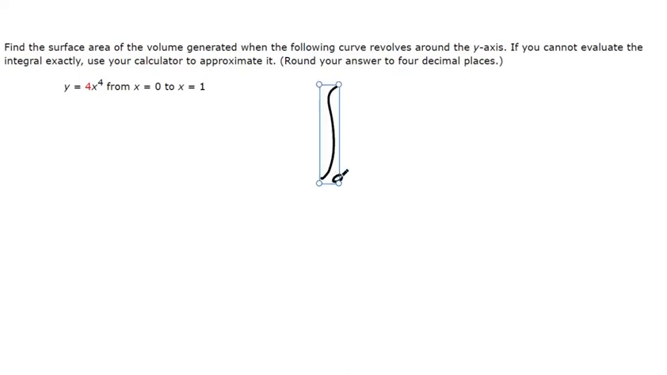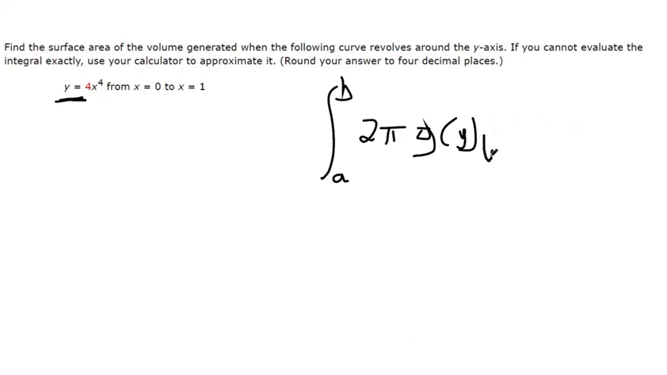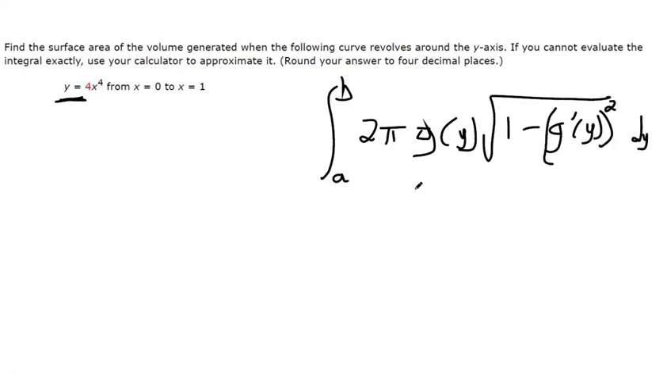So if we're revolving around the y-axis, the surface area formula, this is surface area, not volume, right? The surface area formula would be some function in terms of y. So we have to rewrite this function that we're revolving in terms of y. And then we multiply it by the square root of 1 plus the derivative of y squared. That square root part is usually what makes these integrals not work. We have to use some sort of numerical method to get it.